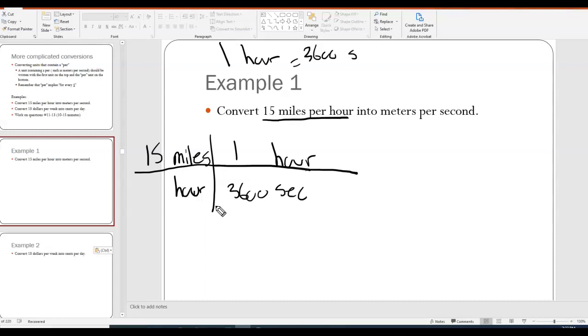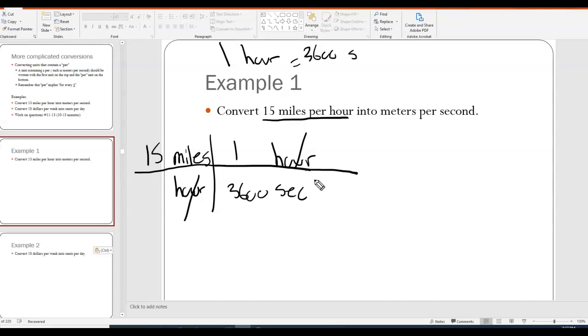Make sure all the units cancel out. Make sure the numbers stacked on top of each other are actually equal to each other, and that's it. Everything else will take care of itself. Now if I were to stop here, notice that hours cancels, and I would be left with miles per second. I don't want miles per second though, I want meters per second.